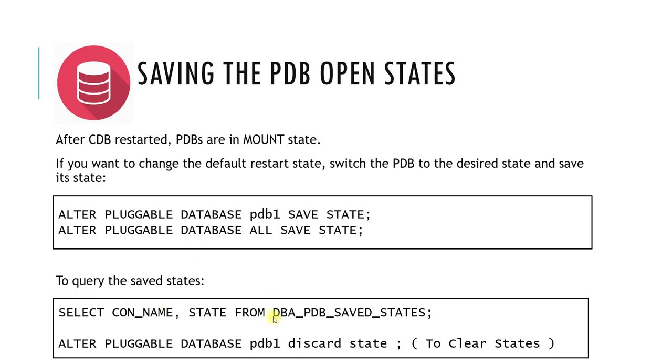That state can be queried from DBA_PDB_SAVED_STATES, and it will show the current saved state, and that is what the database will query and look for while restarting the instance again. If the CDB has been shut down and restarted for some specific administrative activities, all the pluggable databases will be opened automatically. If you want to discard the states, then you can discard the state and change it accordingly to whatever you require. Okay.